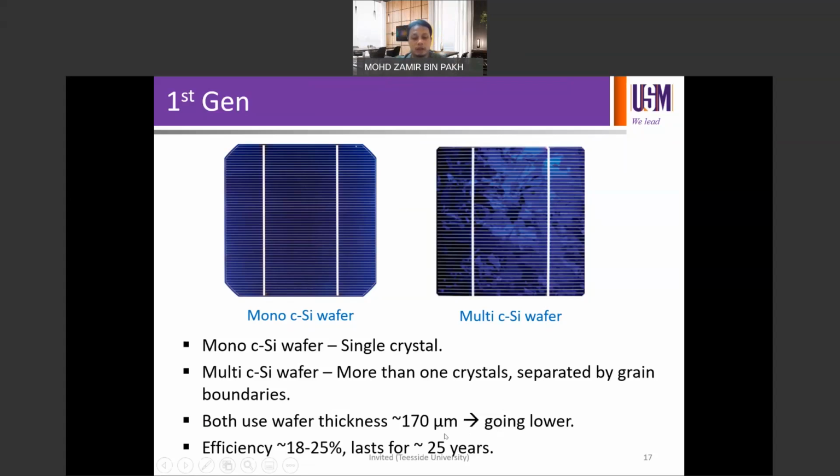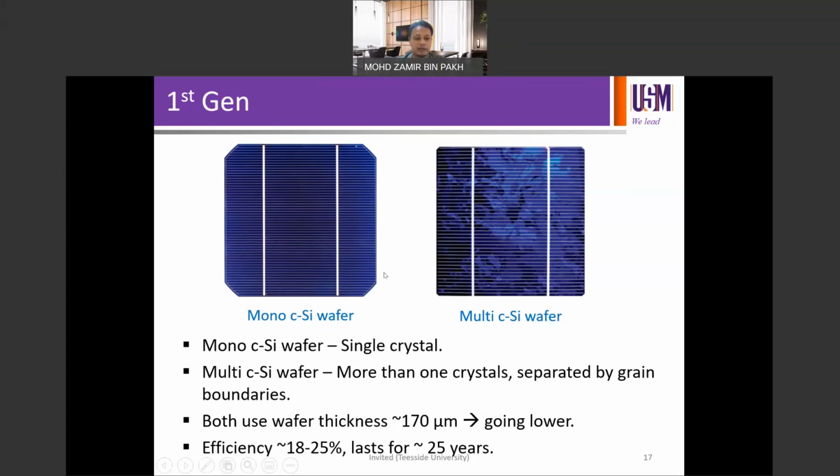And in fact, it's going lower in terms of the wafer thickness. In the projection of ITRPV, the International Technology Roadmap for PV, it's projected that the wafer thickness will be reduced over time. So perhaps it's going to go down to around 100 micron. We'll see that perhaps in a couple of years.